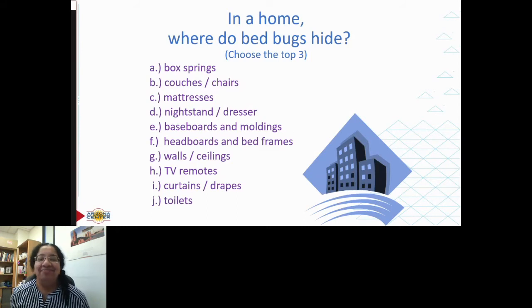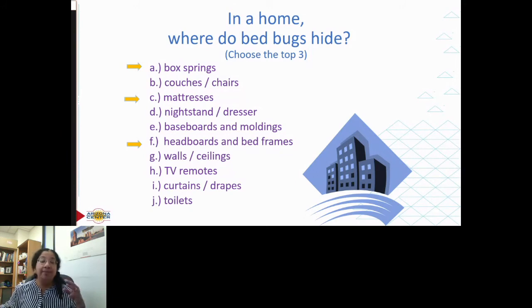You can put in the chat like ABC, or you can think in your minds where bed bugs would hide. Pretty easy question, right? So definitely anything related to the bed or where people sleep, that's where they'll hide, that's where they like to be. So box springs of a bed and mattresses, and headboards and bed frames.